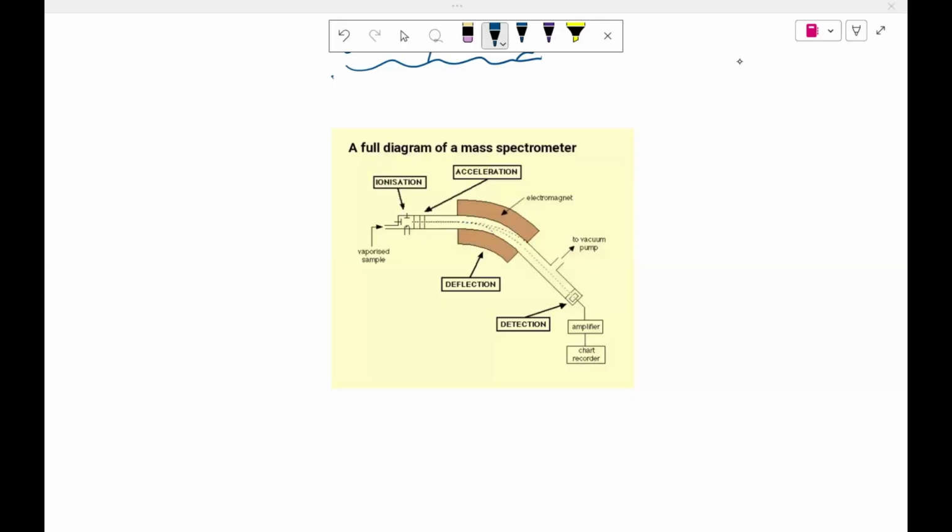structure, and that is mass spectrometry.